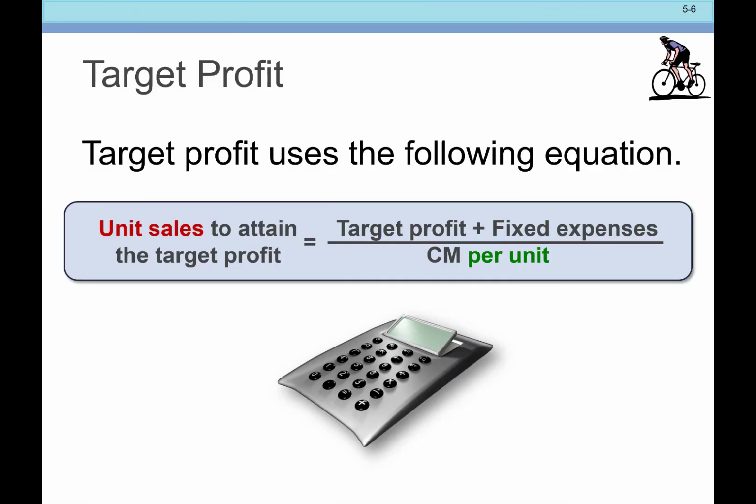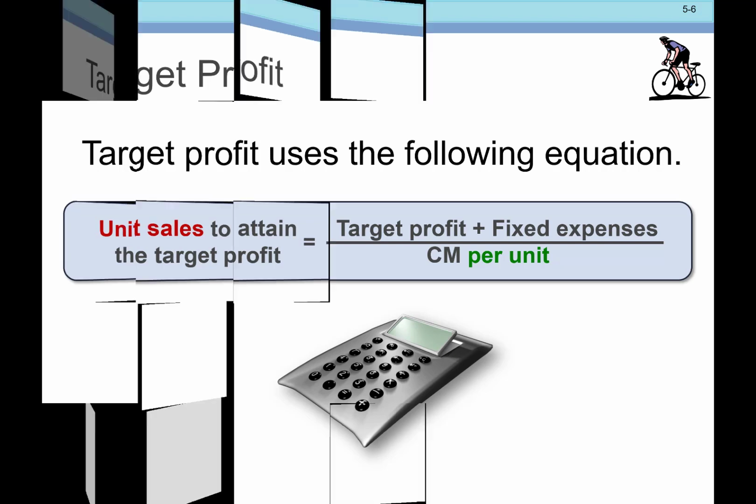Now you come over, and very simply, if we want to hit a certain target profit, we simply do what? Add target profit to our fixed costs. Remember, we said contribution margin first goes towards what? Fixed cost, and then our operating income. And so if you want to say, what's my target profit, or how many units do I have to sell to meet a certain target profit, you simply add the target profit to the fixed cost, right? Divide that by the contribution margin per unit, and that will give you your target profit units, right? How many units do I have to sell to meet a certain profit?